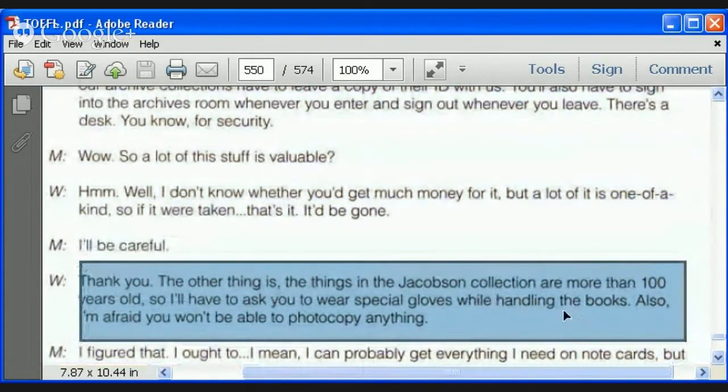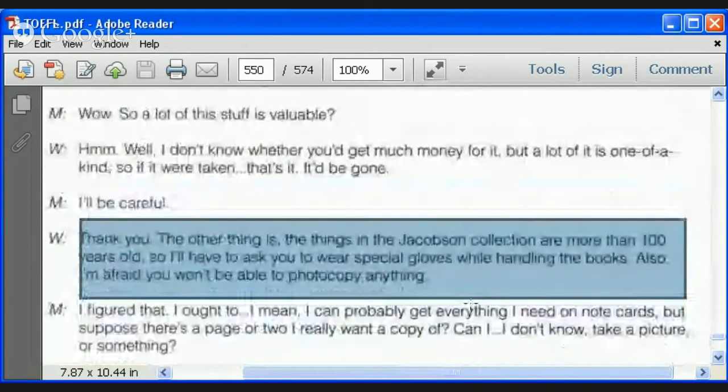The other thing is, the things in the Jacobson collection are more than 100 years old. So I'll have to ask you to wear special gloves while handling the books. Also, I'm afraid you won't be able to photocopy anything. All right. Okay, this is me talking again. If it's me and I'm taking notes, I'm going to write down gloves and/or dash no photocopy. These are the kind of notes that I would be using.